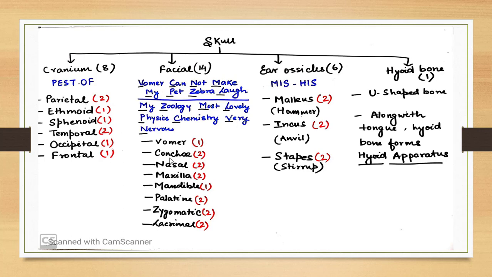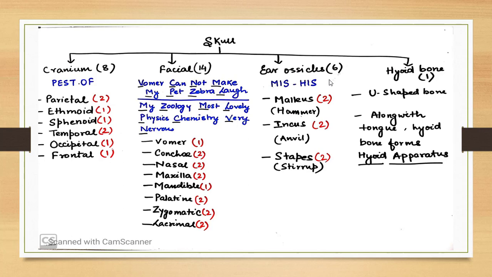Conchae, also referred to as inferior nasal conchae, are 2 in number. Nasal bones are 2 in number. Maxilla, 2 in number. Mandible 1, palatine 2, zygomatic 2 and lacrimal 2. So there is again a pattern here. If you can see, 1 2 2 2 1 2 2 2. So you can remember it in any way.